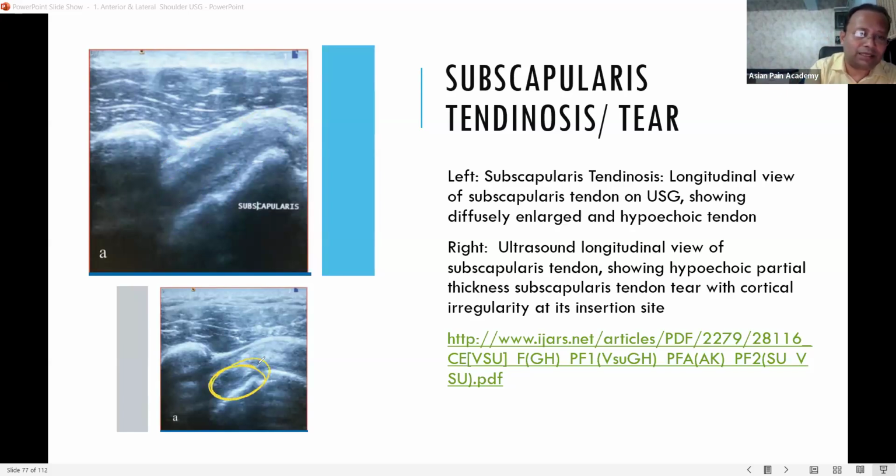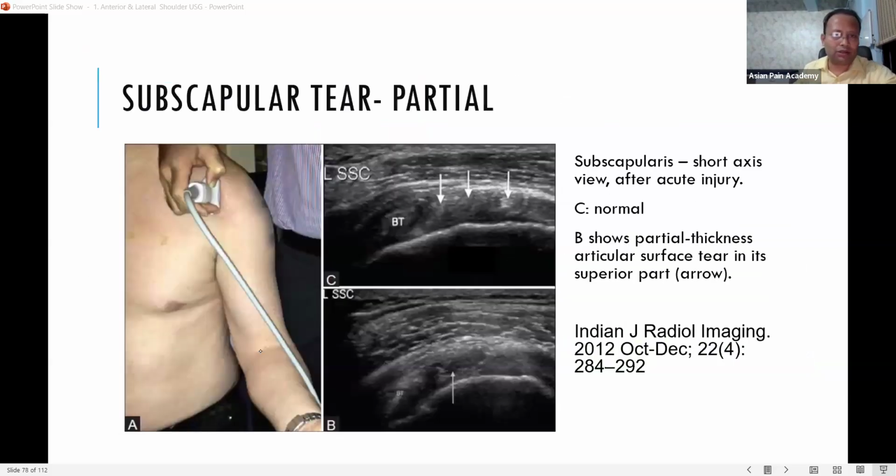So this is one thing, and here you can see the second part. There is a tear. We can see that this is a tear. So this is subscapularis, the same picture only. So here the tear is seen. So this is subscapularis tendinosis and tear. So tear can occur anywhere. So here also, as I told you, this is also a subscapularis partial tear. This one is very clean. So this one is a subscapularis tear. This area is not that clean, but on this side you can see that the tear is there, subscapularis.